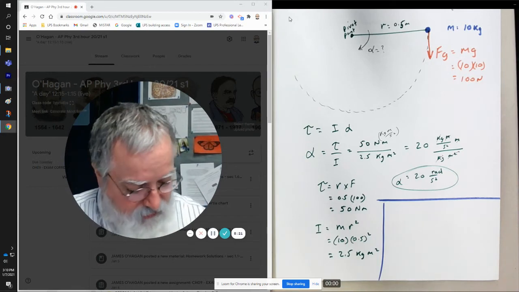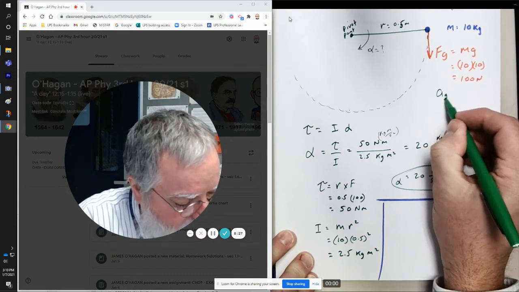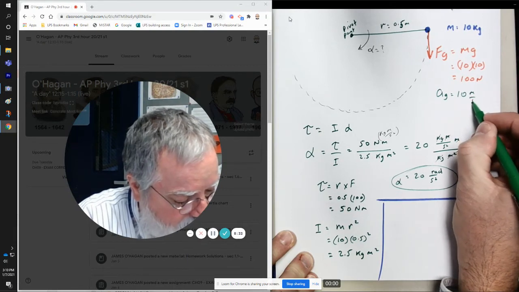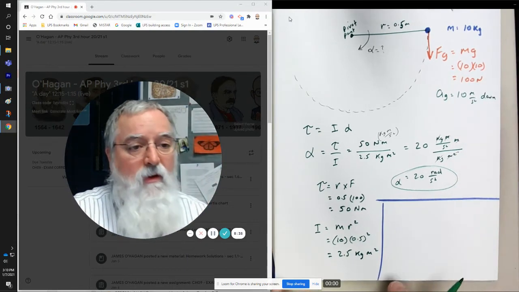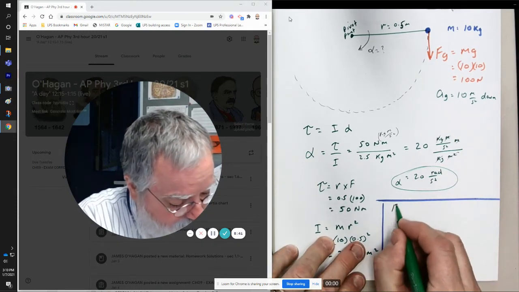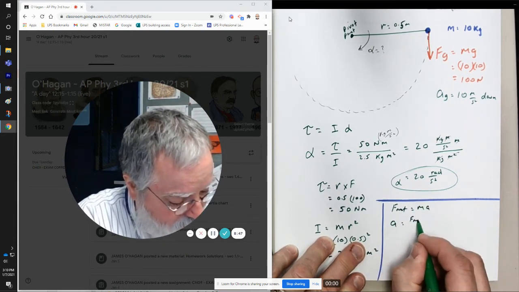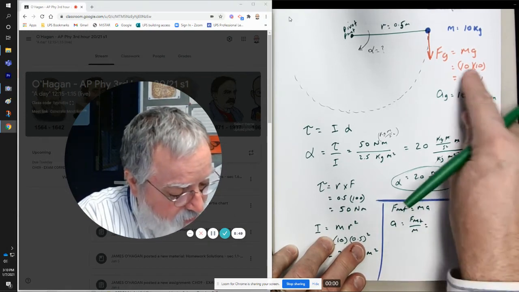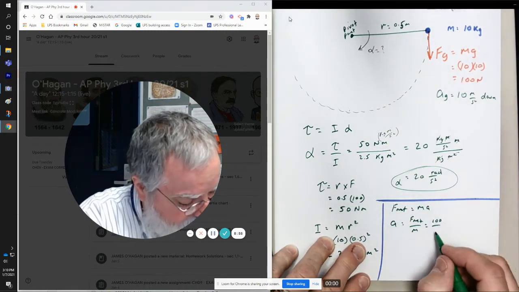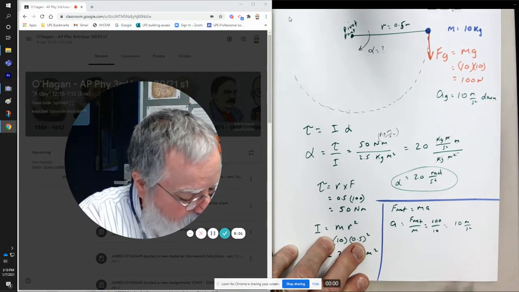Actually, you don't even have to figure out the acceleration. We know the acceleration. The acceleration due to gravity is 10 meters per second squared, and it's down. All right, the very first instant. If you're not sure about how that works, Newton's second law, force net equals mass times acceleration. Acceleration is force net over mass. What did we say the net force was? 100. The mass is 10. And what do we back up to? We're at 10 meters over second squared.